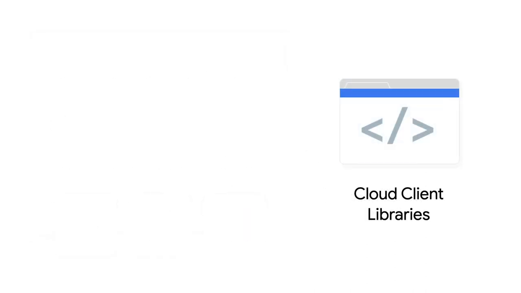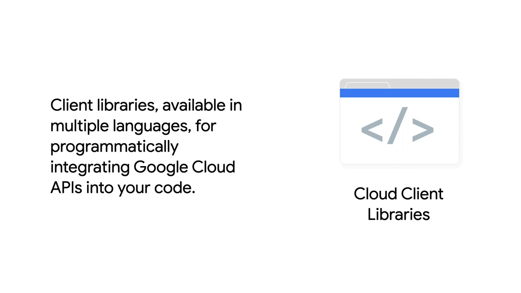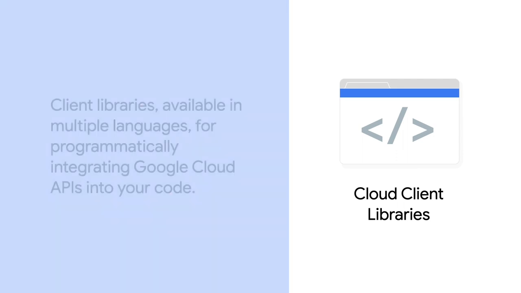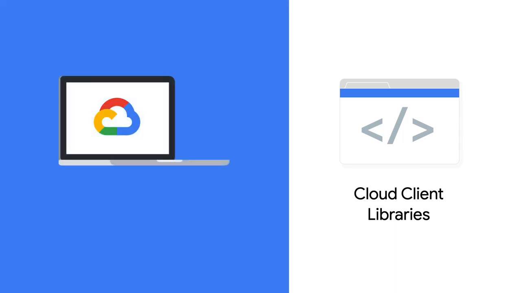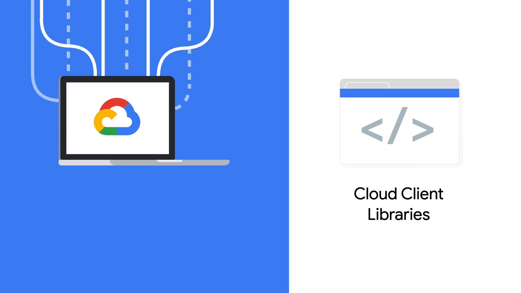Next in our SDK are Cloud Client Libraries for programmatically integrating Google Cloud APIs into your code. With high-level API abstractions, Cloud Client Libraries handle all the low-level details of communicating with Google Cloud. This greatly reduces the boilerplate code you would have to write otherwise, and lowers the learning curve so you can hit the ground running and start coding effectively and more quickly.